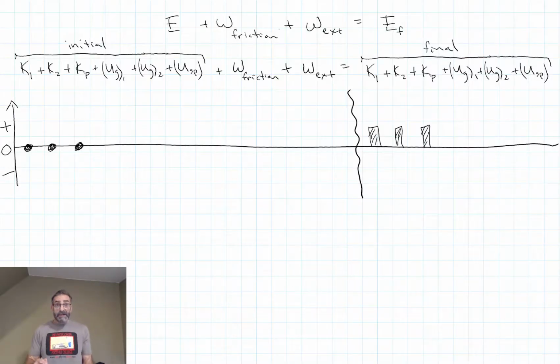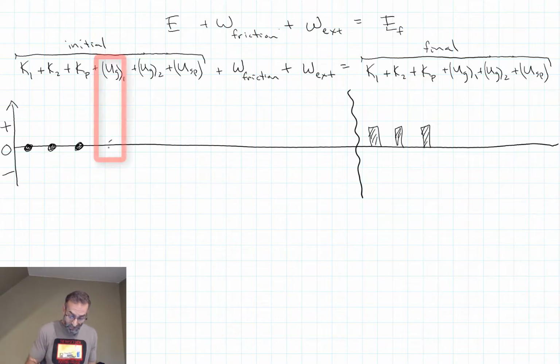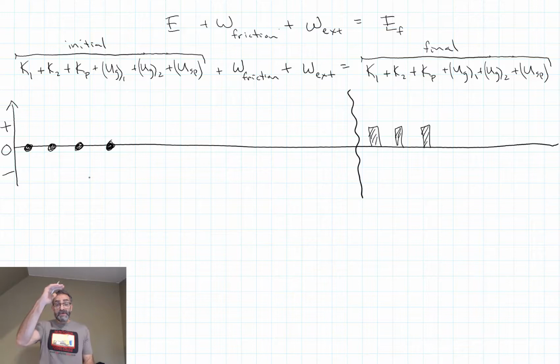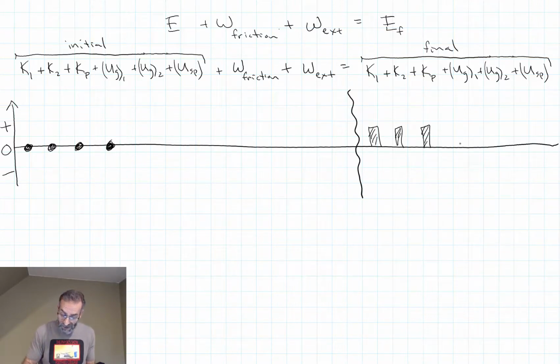So if we start our potential energy 0 at the initial point for mass 1, since it's at the lowest point in the problem, if it starts at 0 and it goes up to a higher elevation, then it has to have more gravitational potential energy at the end of the problem. What's more than 0? Some positive amount.